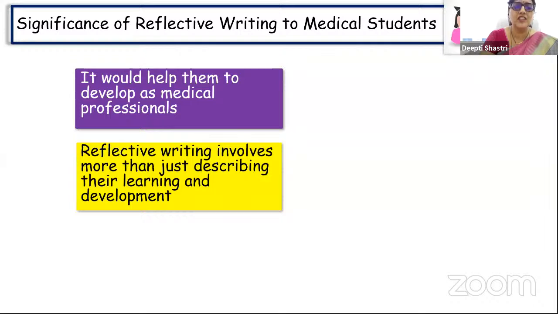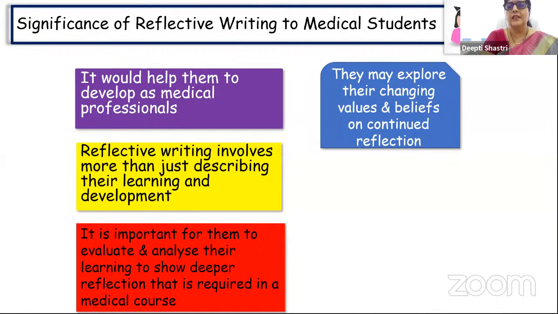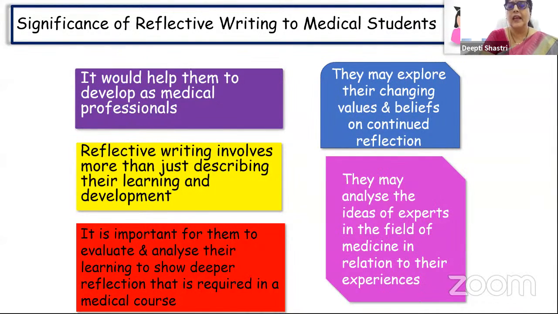Reflective writing involves more than just describing their learning and development. It is important for them to analyze and evaluate their learning to show the deeper reflection that is required in a medical course. They may explore their changing values and beliefs on continued reflection, and they may analyze the ideas of experts in the field of medicine in relation to their experiences. So not only do they reflect and analyze their own feelings, but they also get to analyze the ideas of experts in the field. This is the purpose of reflective writing in medical students.